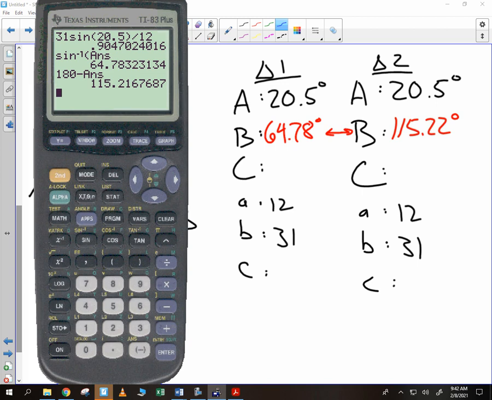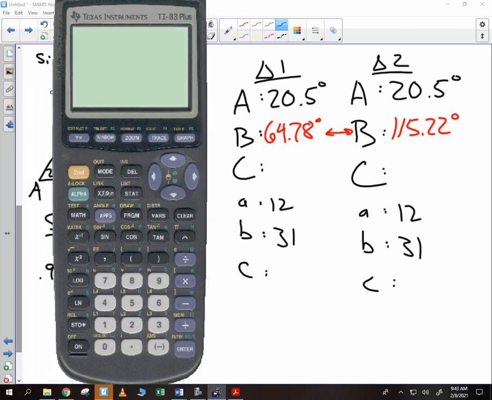That's it. Find angle C, right? Subtract from 180, and then use the law of sines. This group right here, I think we got to where we need to be. The key is just subtract from 180, use the law of sines, subtract from 180, use the law of sines, agreed?